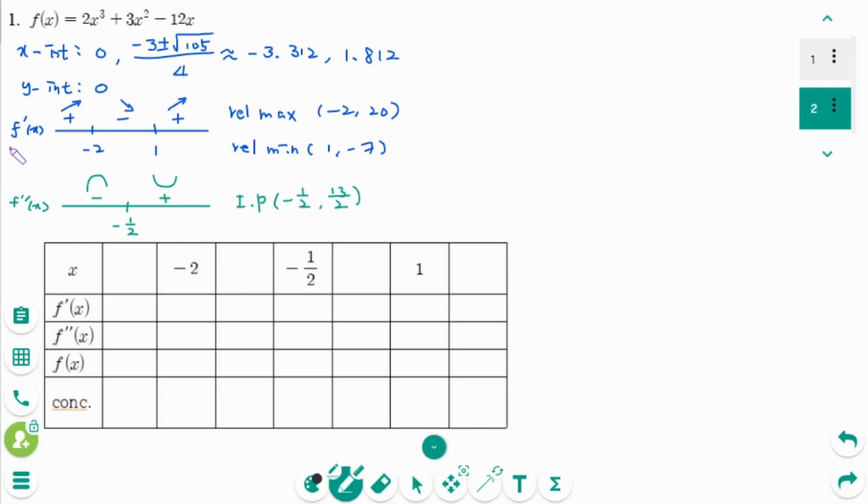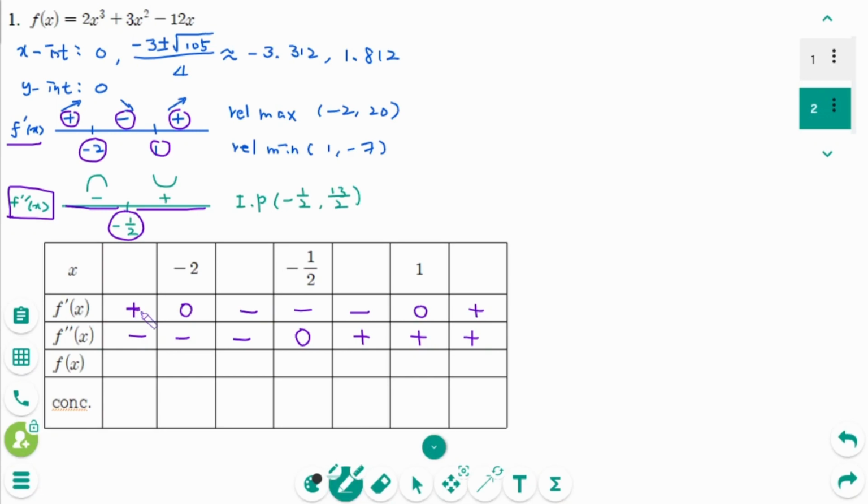Then f prime of x is 0 when x equals minus 2 and 1. Interval less than minus 2 is positive. Between minus 2 and 1 is negative. Greater than 1 is positive. And f second prime of x is 0 when x equals minus 1 over 2. And this part is negative. This part is positive.